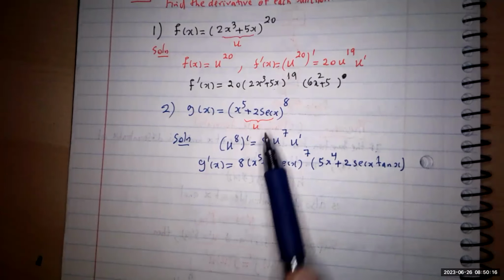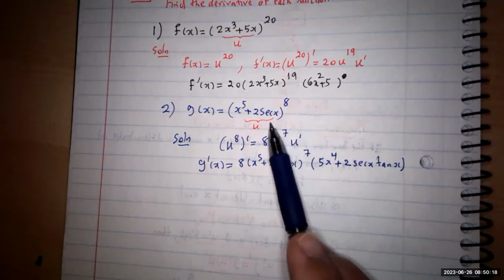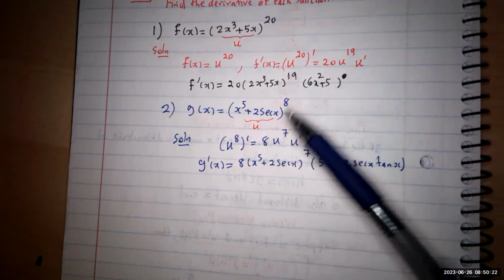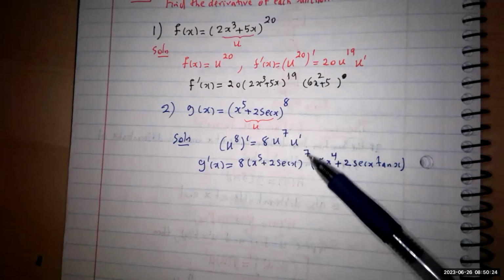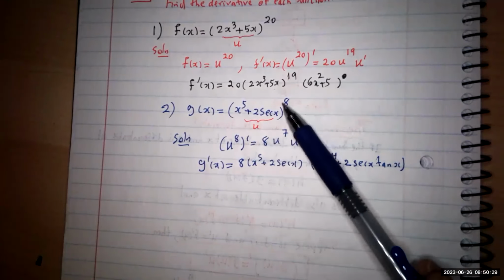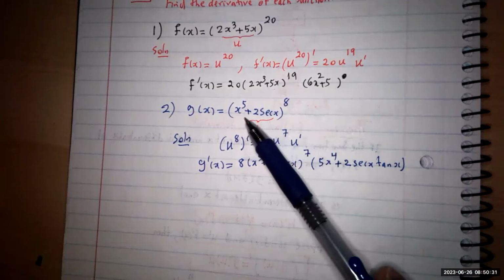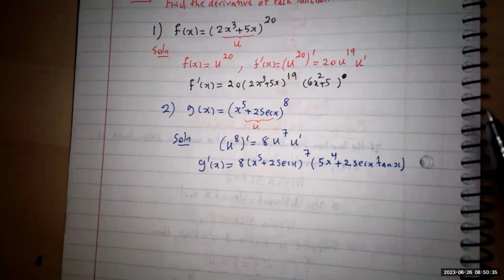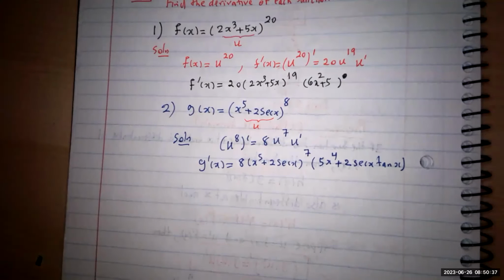So case 1 is just u to the n, if you like, a parenthesis raised to some power. The first action is the power rule, and the second action is the derivative of the inside, 8, 7 u prime. With that, that's our case 1. Any question?